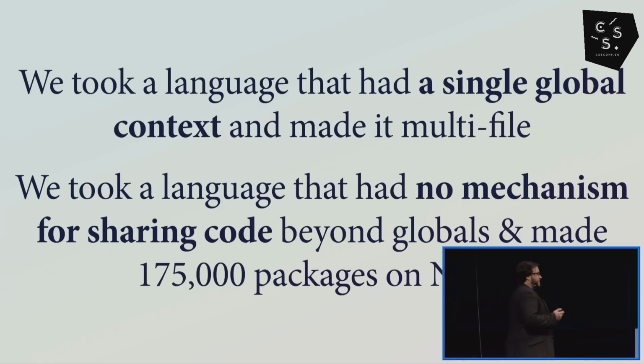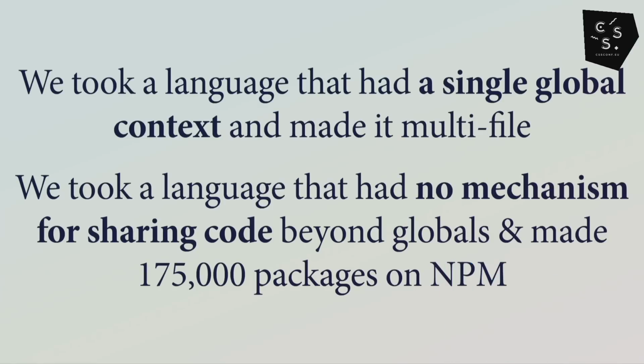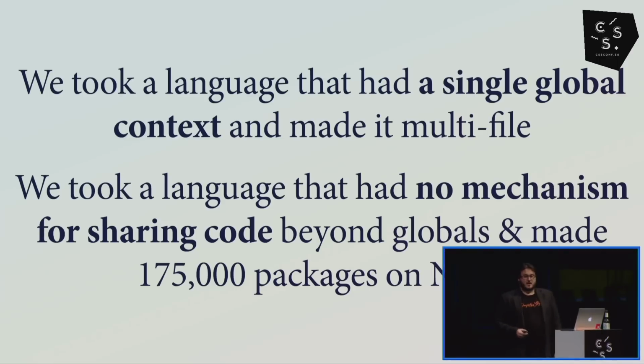It was so powerful that it took this language that had a single global context and gave it multiple files, which it couldn't do before. And it had no mechanism for sharing code except by throwing things on a global object. And now it has 175,000 packages on NPM.